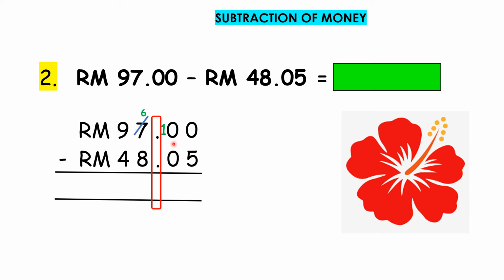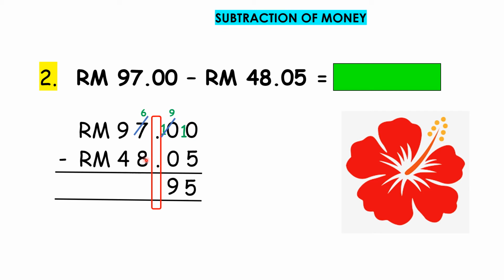And we borrow 1 from this 10. So 10 minus 1 equals 9. And we give another 10 to this 0. So 0 plus 10 equals 10. So now we can minus, 10 minus 5 equals 5. And then 9 minus 0 equals 9.